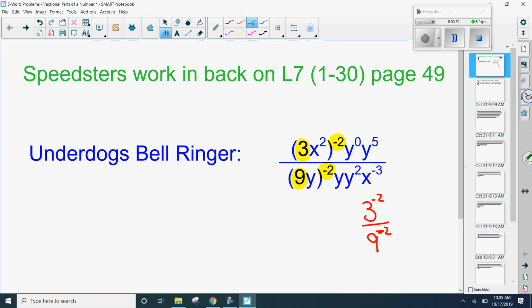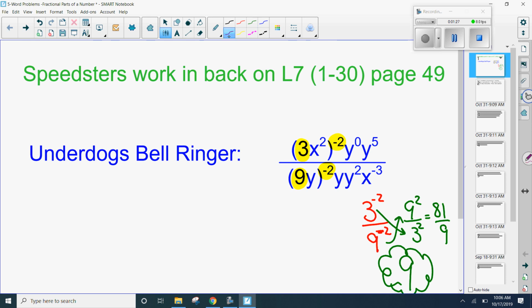We want to make them positive exponents. So I'm going to move the 9 up, making it 9 squared. And I'm going to move the 3 down, making it 3 squared. What is 9 squared? 81. What is 3 squared? 9. And 81 divided by 9 is 9. I'm just going to do a little fancy thing around there. That's going to be the numerical part. That's the number part of your answer.